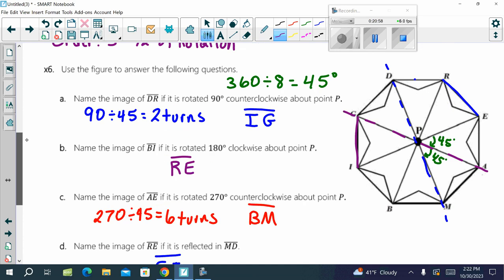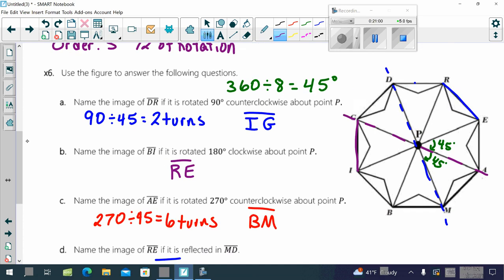Once again, a reflection is like folding it and seeing where it coincides. Where does it line up? So if we reflect over the purple, IG is one segment right here next to the purple. So if we reflect it, it's going to be the other segment on the other side of the line. Okay? Alright.